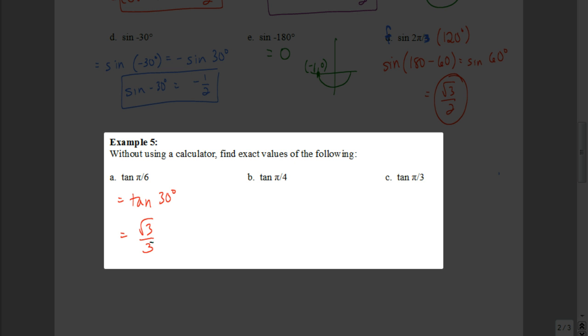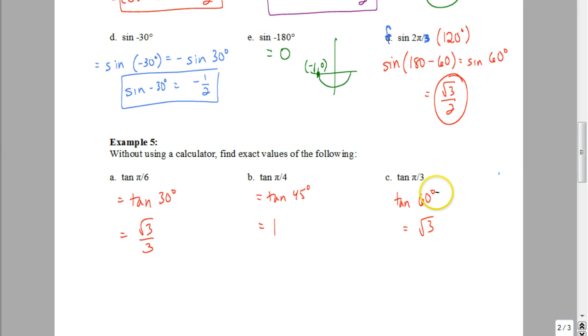For letter B here, this would be the tangent of, again, pi over 4, which is the same as 45 degrees. And remember, we just did that one as well. Square root of 2 over 2 divided by square root of 2 over 2 would just be equal to 1. And tangent of pi over 3 is the same as 60 degrees, and that's the one that you did earlier. So that's going to be the same as square root of 3. Just want to make sure, again, that you know how to convert from radians to degrees and be able to find out those values.